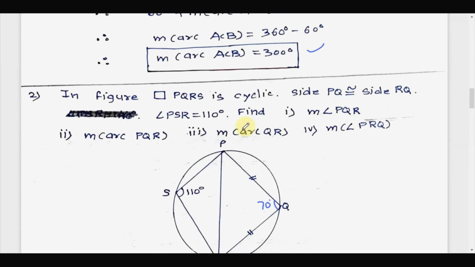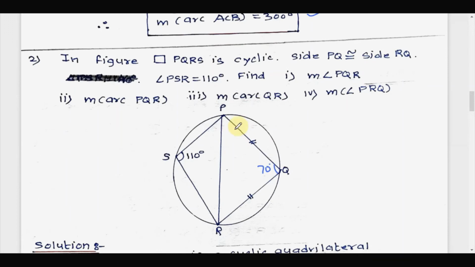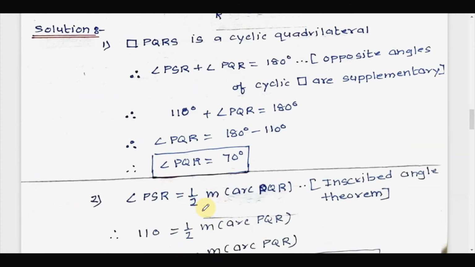Now second part. Now you want to find major arc PQR, means this arc you want to find. Now let's see. If you see, angle PSR intercepts the arc PQR, correct or not? So according to the theorem, see here. Angle PSR is half of major arc PQR. Correct or not? Now you want to find the major arc PQR. The reason is inscribed angle theorem.